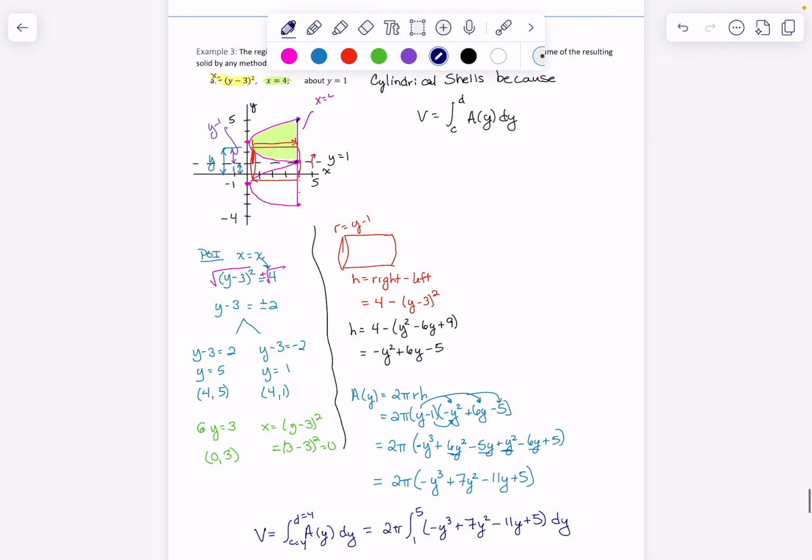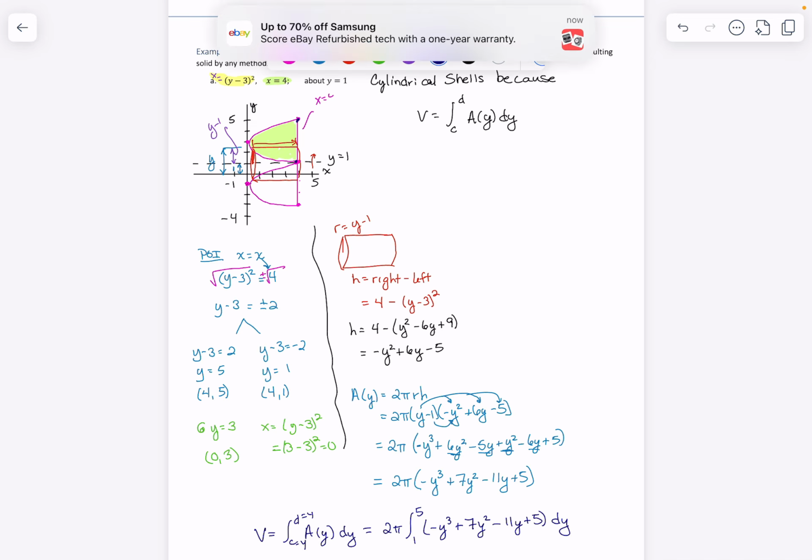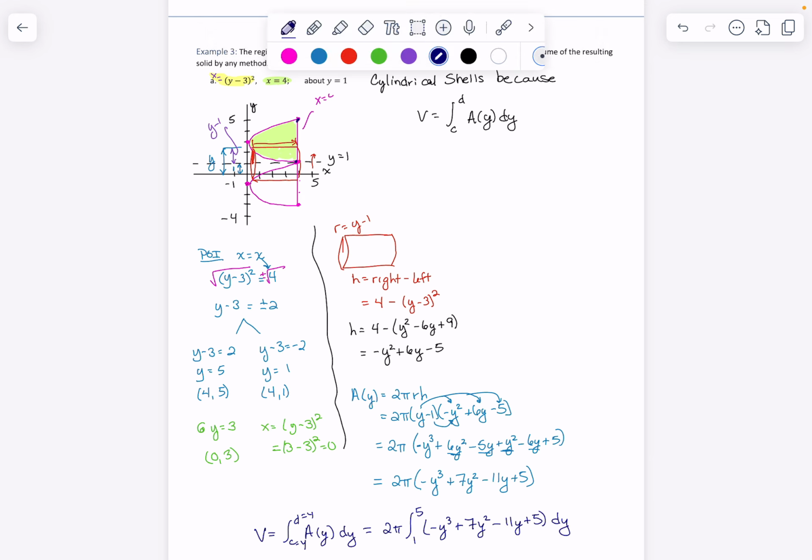Hopefully this helps and you get a feel for what we're looking at and why we picked cylindrical cells on this problem. But I wanted you to see, again, that shifted axis of rotation, if you wanted to see one more shifted axis.